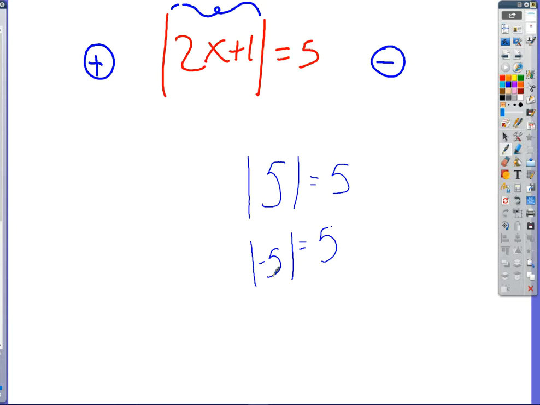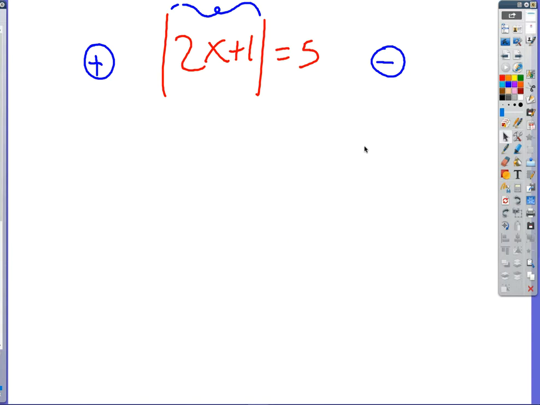Let's try one more of these. What is the absolute value of 10? 10. What is the absolute value of the absolute value of negative 10? 10. Okay, we're getting the idea here. Great.